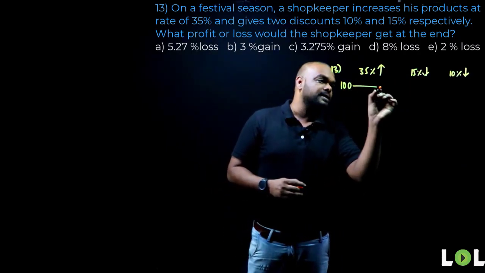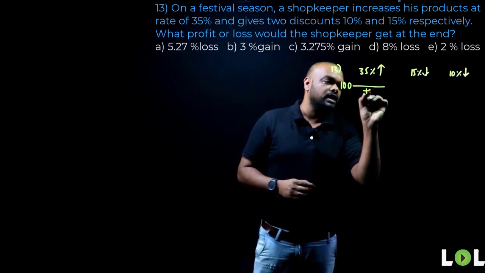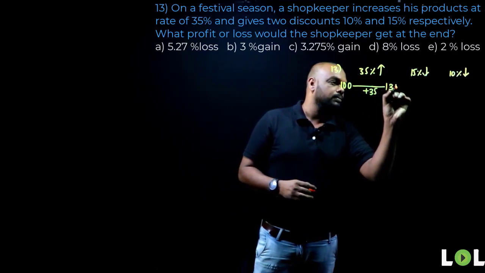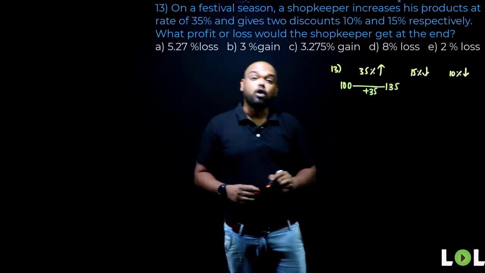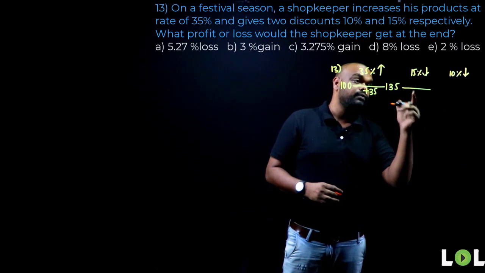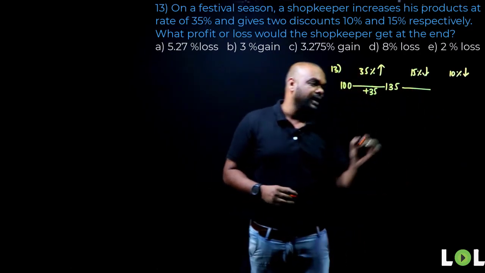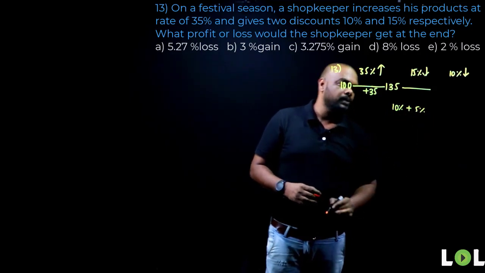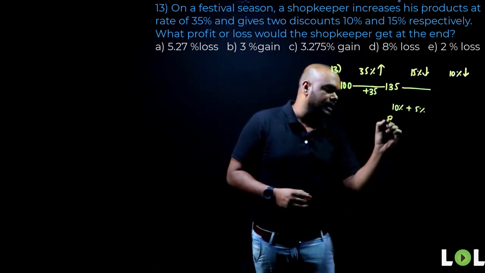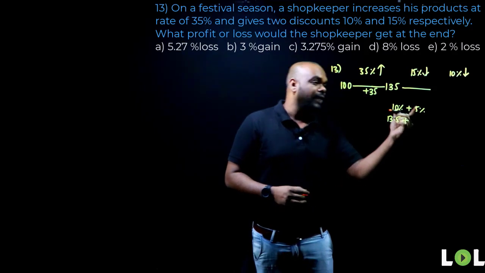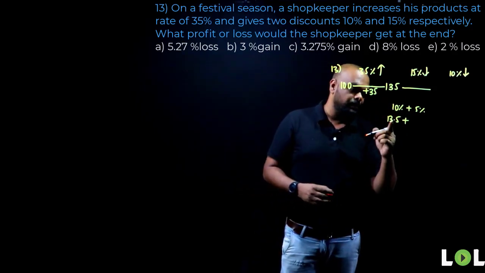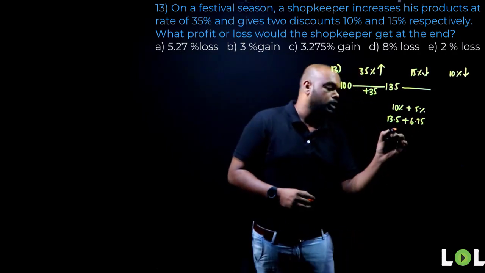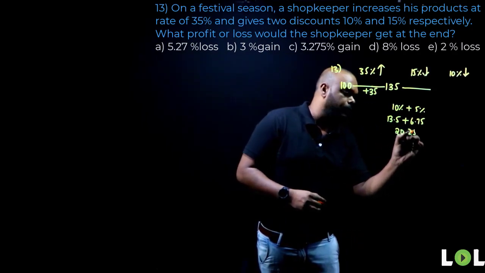It is increased by 35%. 35% of 100 is 35. We will get 135. Okay, now on this, 15% discount. 15% on 135, 15% can be calculated as 10% plus 5%. 10% of this is 13.5. Again, 5% of this, half of 10%, that will be 6.75. Altogether, how much? 20.25.